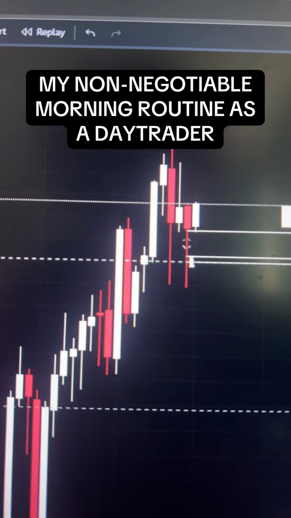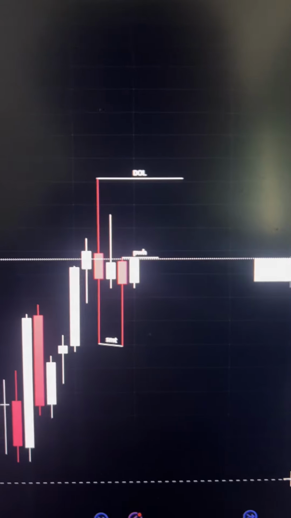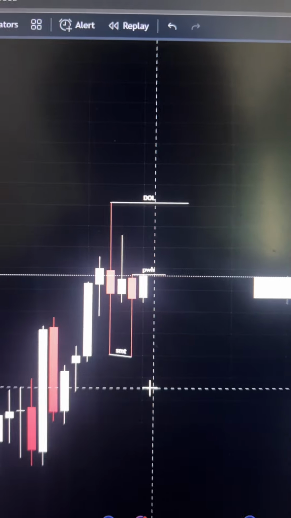This is my non-negotiable morning routine as a day trader. Starting off on the day, I'll always go down here and clean the chart. After I clean the chart, I simply mark out my key levels on the weekly time frame.